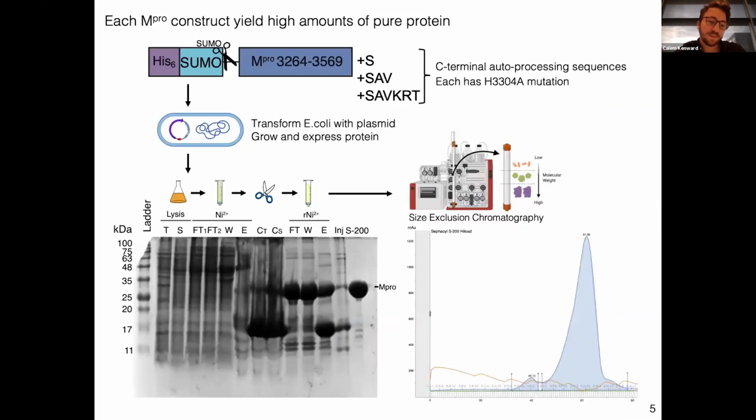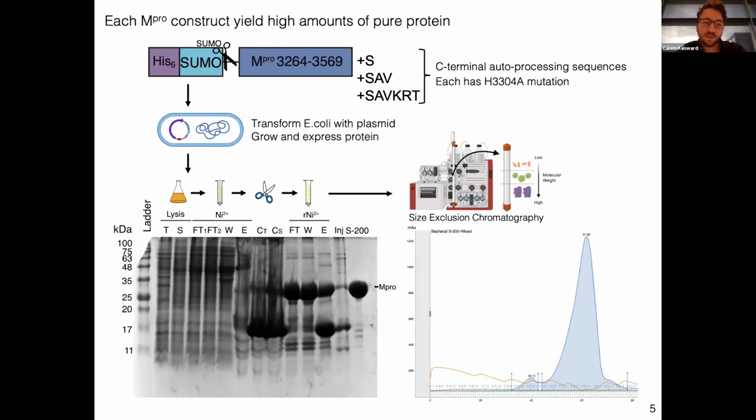Next slide, please. To do this, I've chosen 3 different lengths of C-terminal extension to study. I've prepared fusion protein constructs which contain additional protein tags just to help with expression and purification. In this case, a hexahistidine and a SUMO tag. Each of these constructs was transformed into E. coli, in this case BL21, and expressed. And we obtained multi-milligram amounts of MPRO.